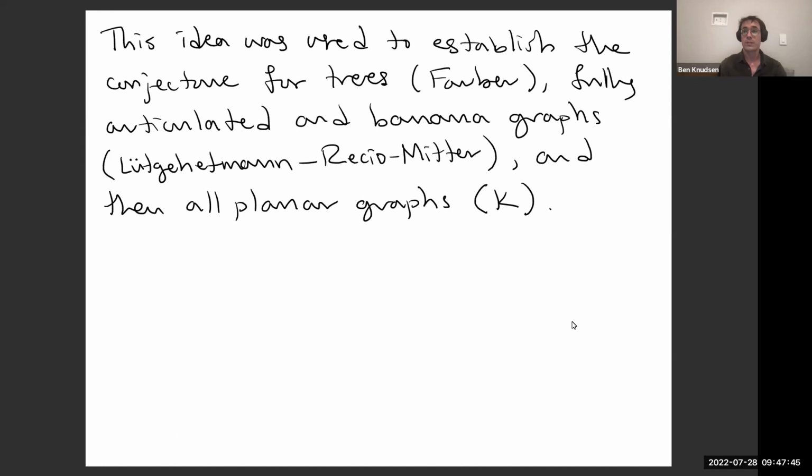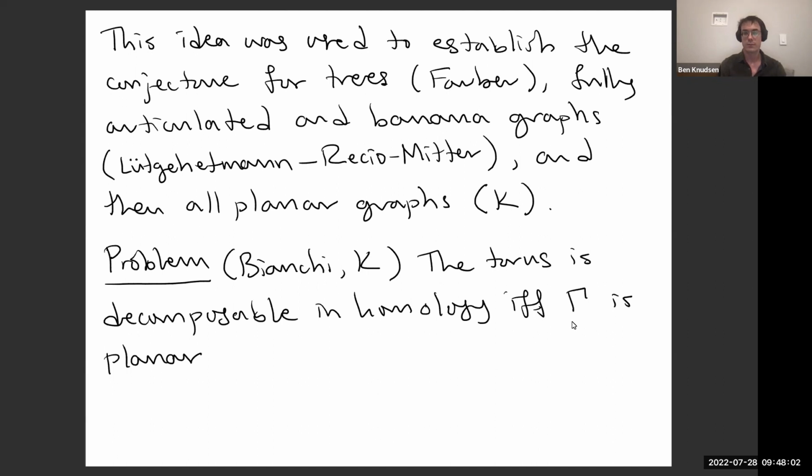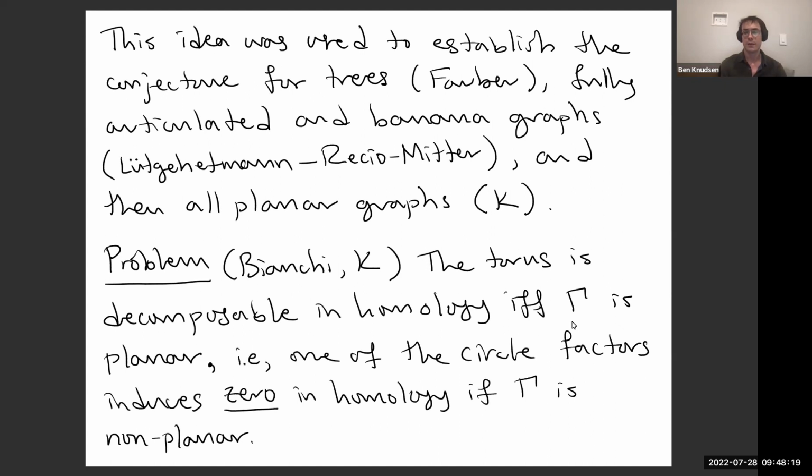Okay. And now there's a problem. If you want to go farther than planar graphs, you run into a problem. And the problem was initially noticed by Andrea Bianchi, and then I thought about it for a while and kind of made precise what exactly was failing. That torus, which is the thing that detects the dimension and whose circle factors we're trying to detect with cohomology, decomposes in homology if and only if the graph is planar. It's equivalent to planarity. So in other words, some circle factor of that torus provably induces zero in homology if the graph is non-planar.